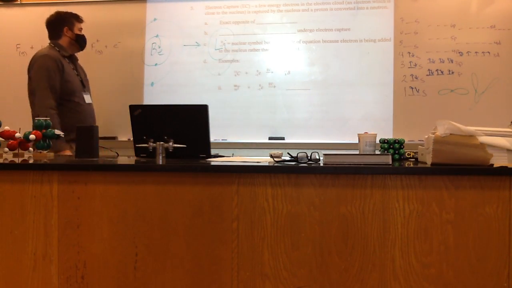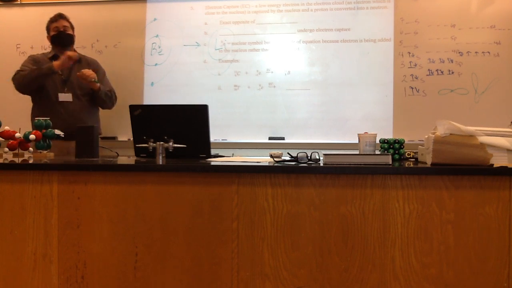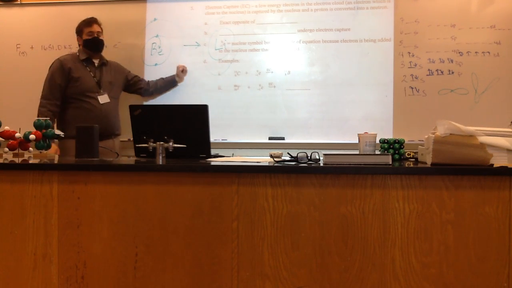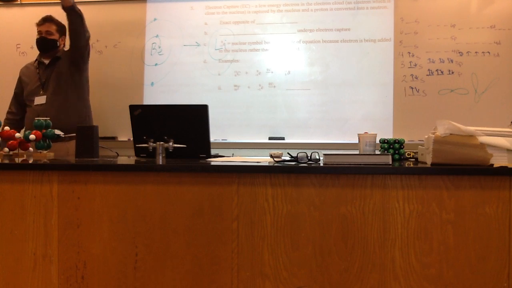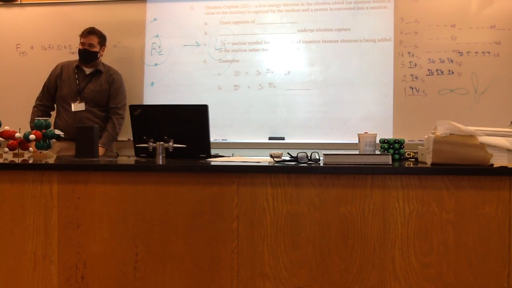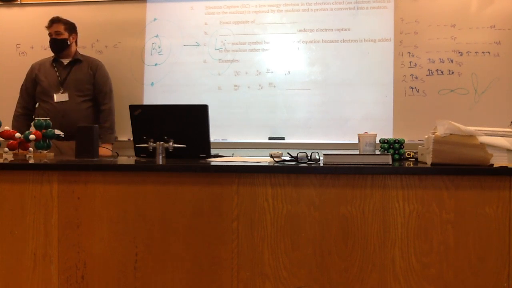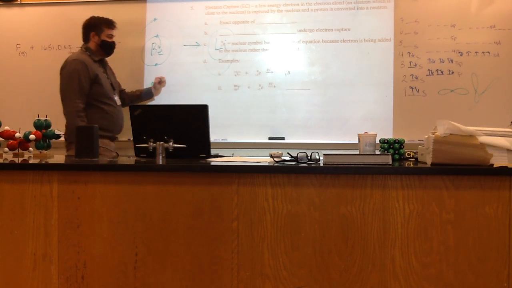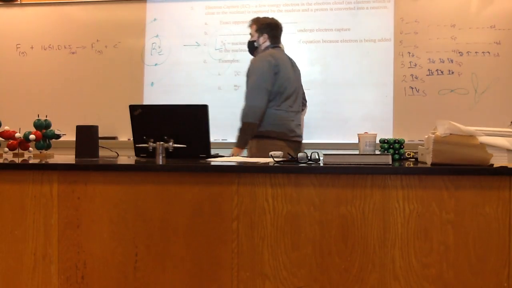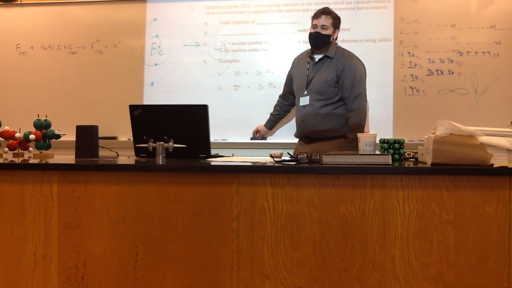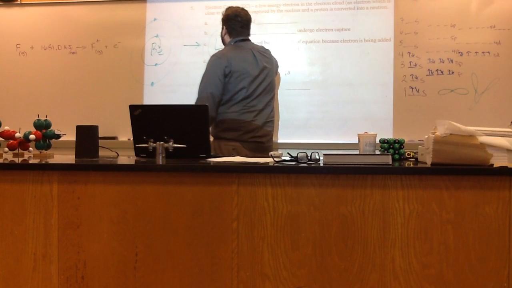Beta emission is us releasing an electron from the nucleus. Electron capture is us capturing an electron, pulling it into the nucleus. And then you have positron, which is just positive beta emission, which is weird to think about. But again, I don't really want to go over another discussion of antimatter. So we'll leave it at that.